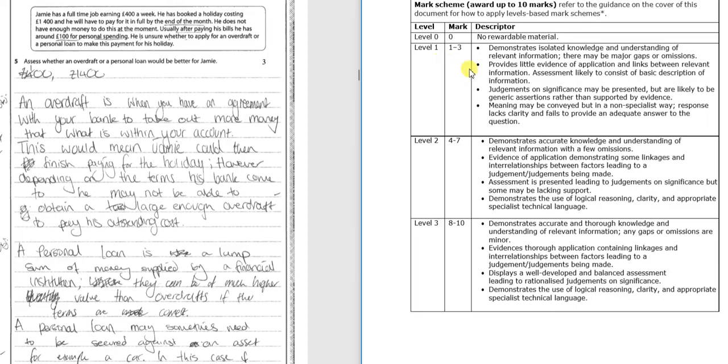Okay, 1 to 3 marks. It demonstrates isolated knowledge and understanding of relevant information. There may be major gaps or omissions, provides little evidence of application and links between relevant information. The assessment is likely to consist of basic description of information, and the judgments on significance may be presented but are likely to be generic rather than supported by evidence.